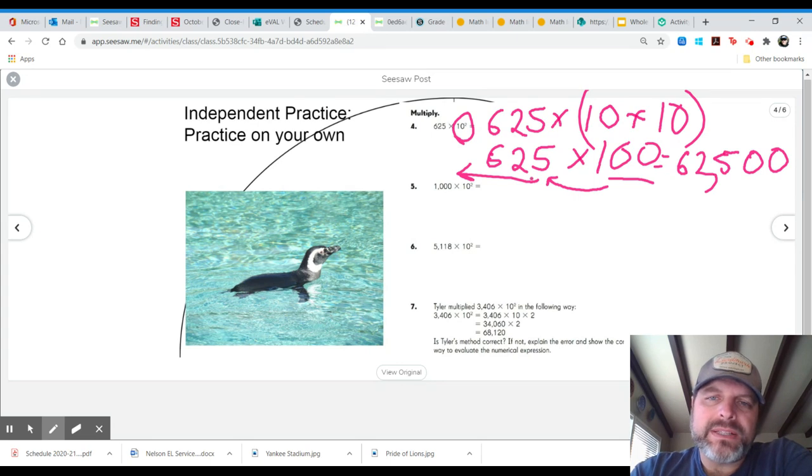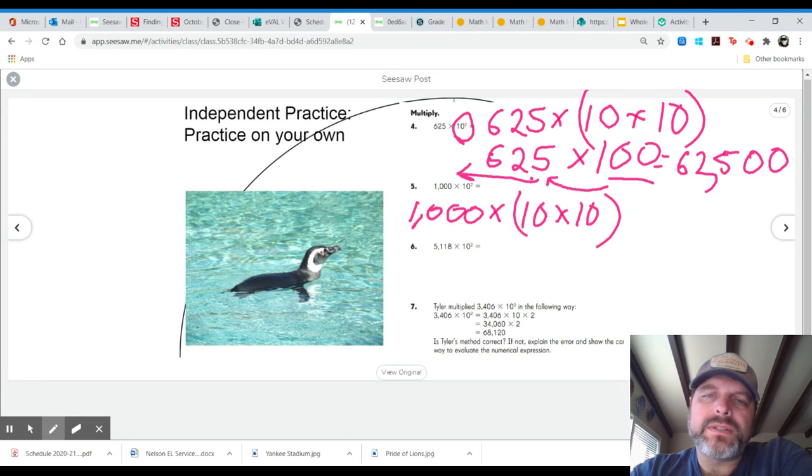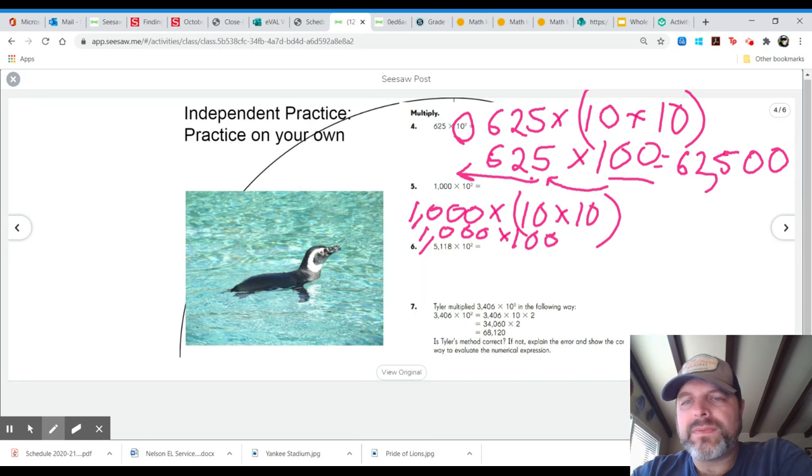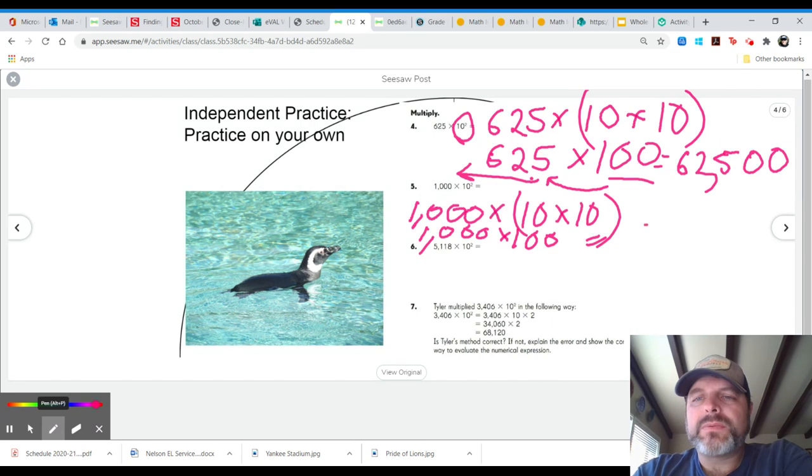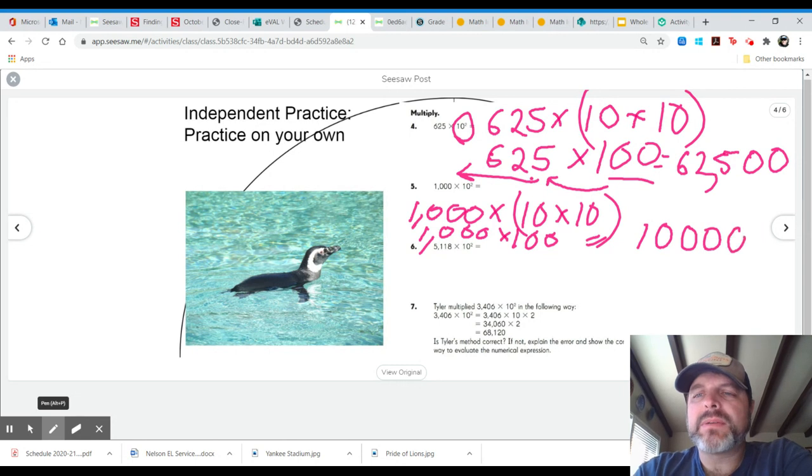Same thing with the next one. We have 10 to the second power, so that's 1,000 times 10 times 10. And again, 10 times 10 is 100. So it's going to be 1,000 times 100. And all you do is add two zeros onto 1,000. And there you go. I should not put a comma there. So you write 1,000, and then you add two more zeros because it's times 100, and that's your number, 100,000.